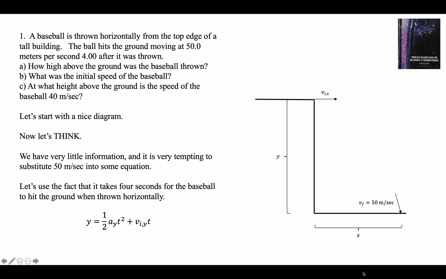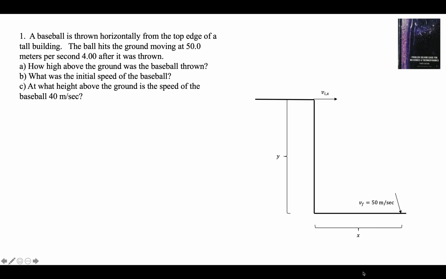y is 1/2 a t squared plus v initial y t. V initial y is 0. So 1/2 minus 10 meters per second squared for the acceleration. The time is 4 seconds. Square that, 16. 16 times 1/2 is 8. 8 times 10 is 80. The ball fell 80 meters in 4 seconds. The height must be 80 meters. That's the answer to part A.